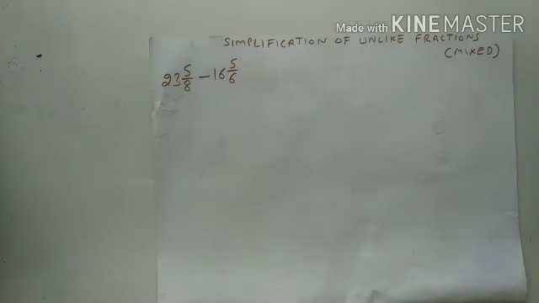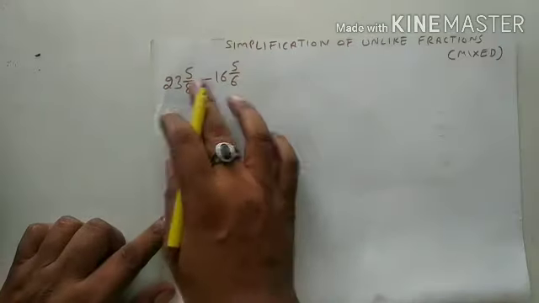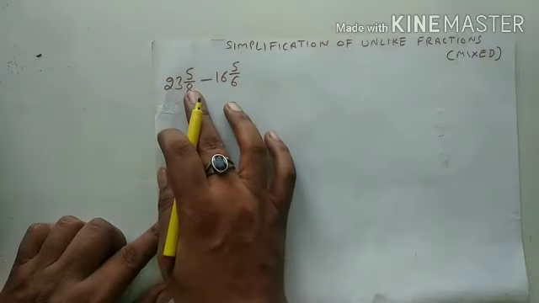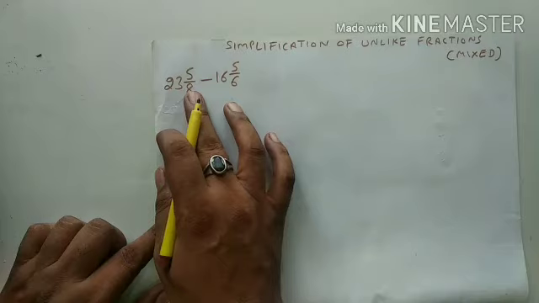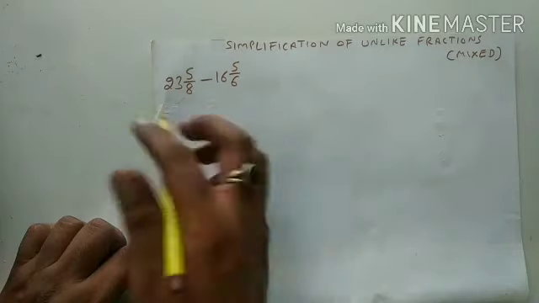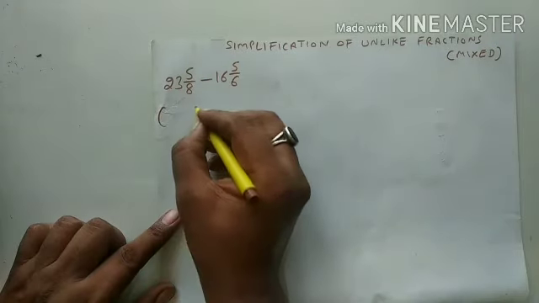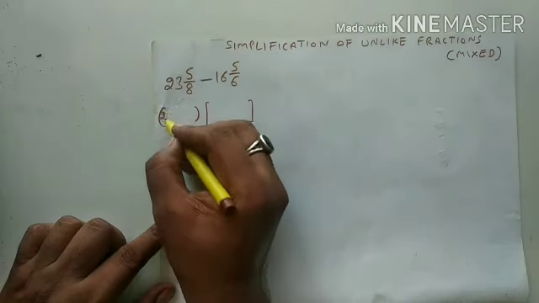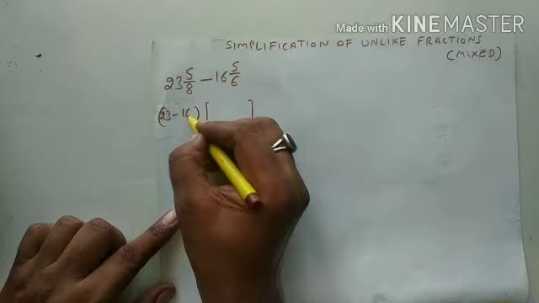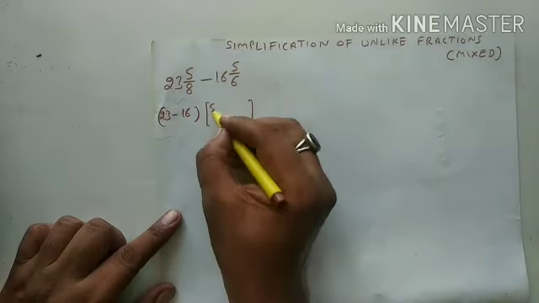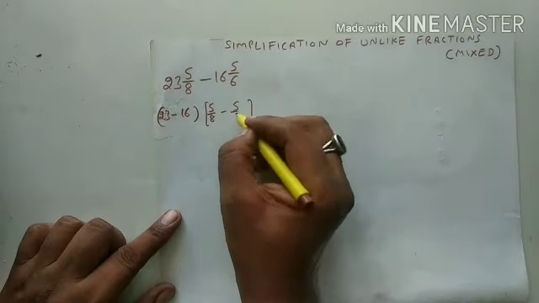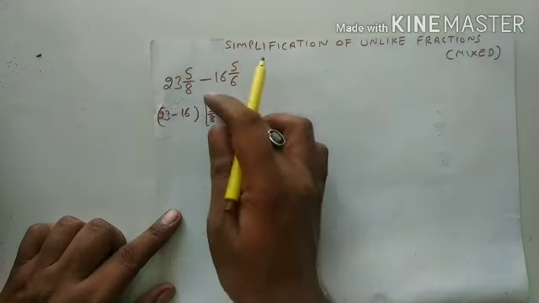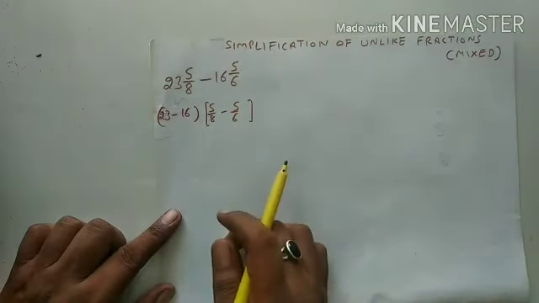Now here the question is of the simplification of fraction, but in this case the fractions are unlike fractions because the denominators are not same. So I adopt the same rule. First I will write two brackets. In one bracket I will subtract the numbers. Okay, now 23 minus 16, and here 5 by 8 minus 5 by 6.